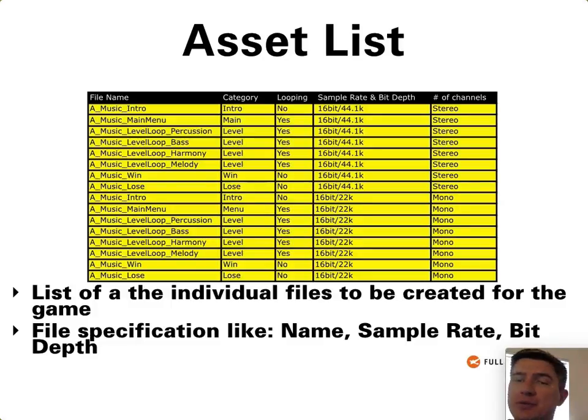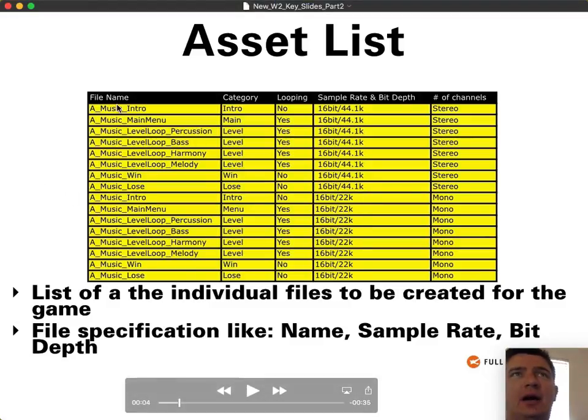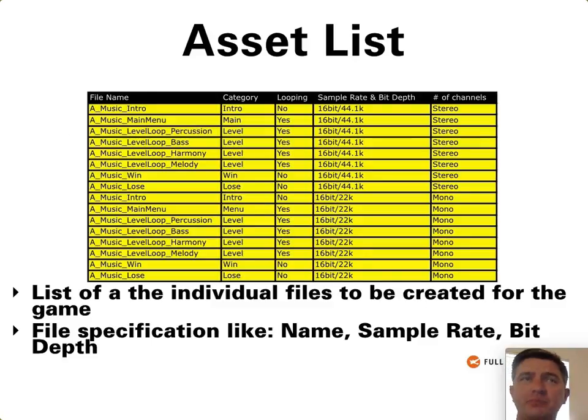And this is a very, very useful document for everybody involved in getting this music working in the game. Because you, as the music composer, don't have to know anything about the game, the programming, the code, or how it actually works in the game. All you need to know is that if you create a series of files that are named intro, main menu, level loop, win, lose, or whatever the file names end up being, and you format the files exactly to the specifications, then it's going to work properly in the game.